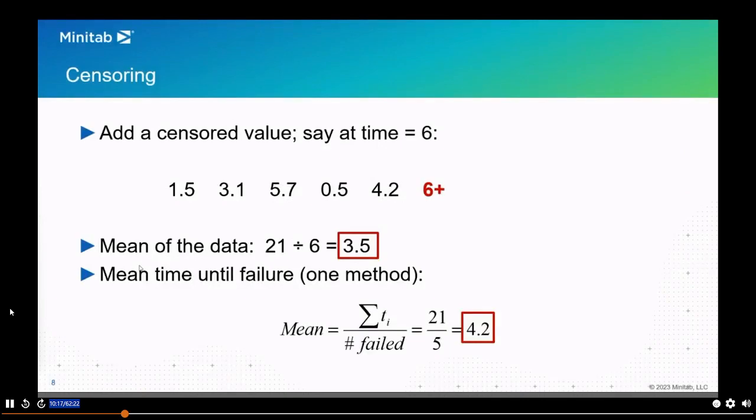now our mean time to failure has given credit to the one that hasn't failed yet by giving us a mean time to failure of 4.2. And as expected, that's higher than just taking the mean of the data, right? So that's the goal with censoring. When we incorporate censoring in our analysis, we're going to actually give credit to things that haven't failed yet, as we should.